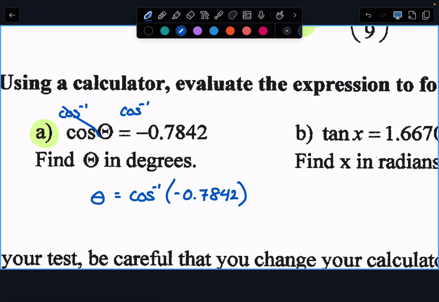What mode should you be in for this one? Degrees. Find theta in degrees, okay? It could say find theta in radians on your test. You have to read the whole question. Okay? Any questions on like how to use your calculator, that kind of stuff? You should get that. Oh, I didn't write anything.